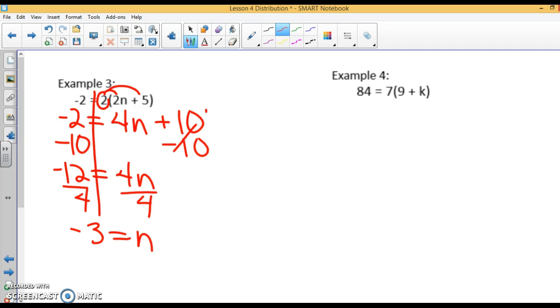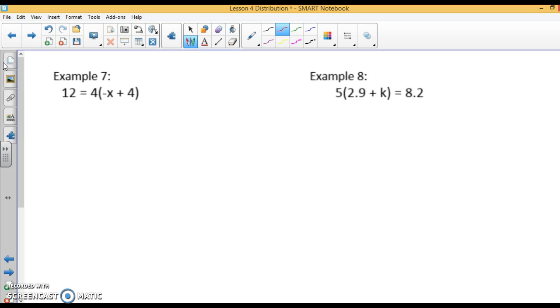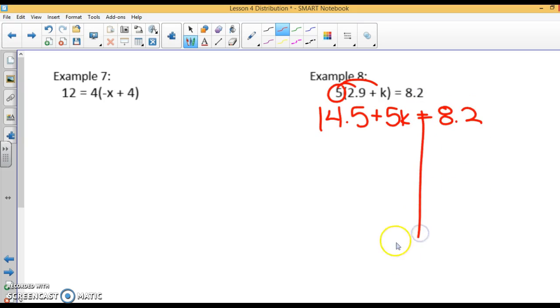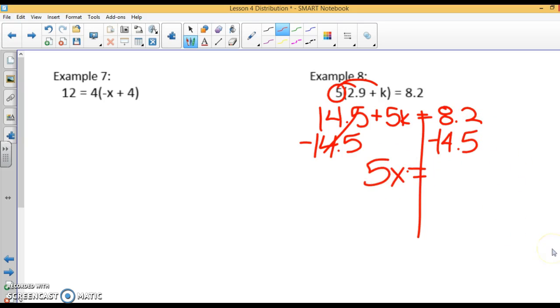Now, we have a few more examples just to practice that. But I want to flip to the next page and look at example 8 because it has some decimals in it. We're still going to do the same thing. We'll still take our 5 and distribute it in. If I do 5 times 2.9, you should get 14.5. Then I have 5 times k will give me 5k equals 8.2. I split it up. I can subtract 14.5 from both sides. I'll have 5x equals 8.2 minus 14.5 will give me negative 6.3. I divide by 5 on both sides, and I'll get x equals negative 1.26.